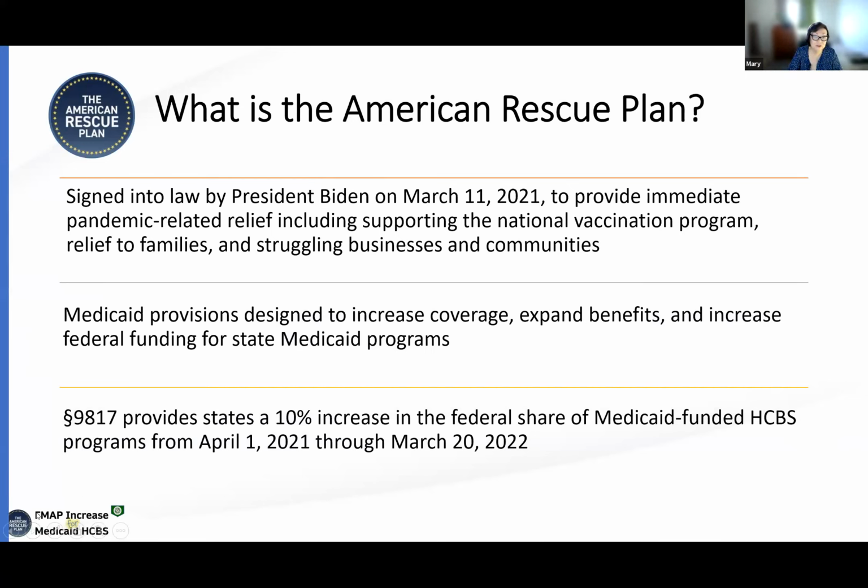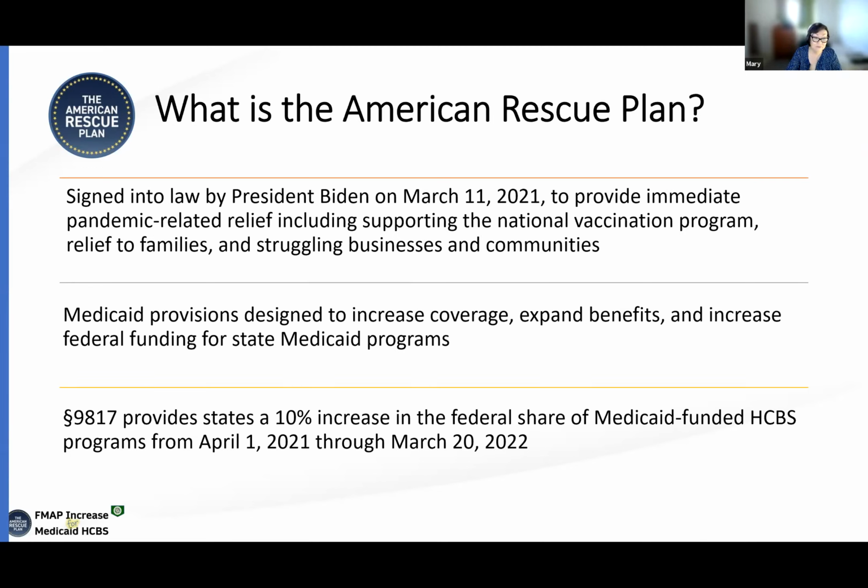So what is the American Rescue Plan? It's the ARP, A-R-P. It's a COVID relief law passed by Congress, signed into law by President Biden on March 11th, and it's designed to build pathways towards economic recovery during the period of the pandemic. It provides some immediate pandemic-related relief, including supporting the national vaccination program, providing immediate relief to families and to struggling businesses and communities. And it was overall funded at $1.9 trillion.